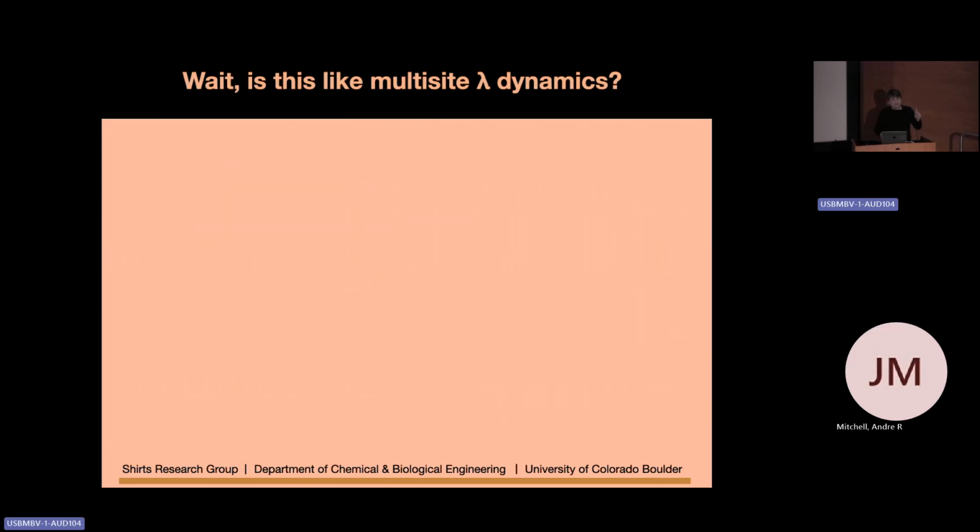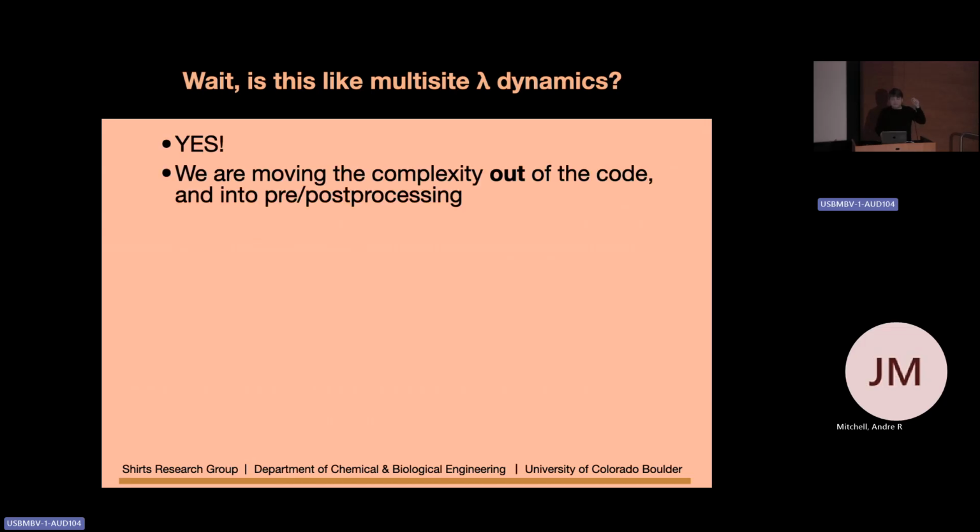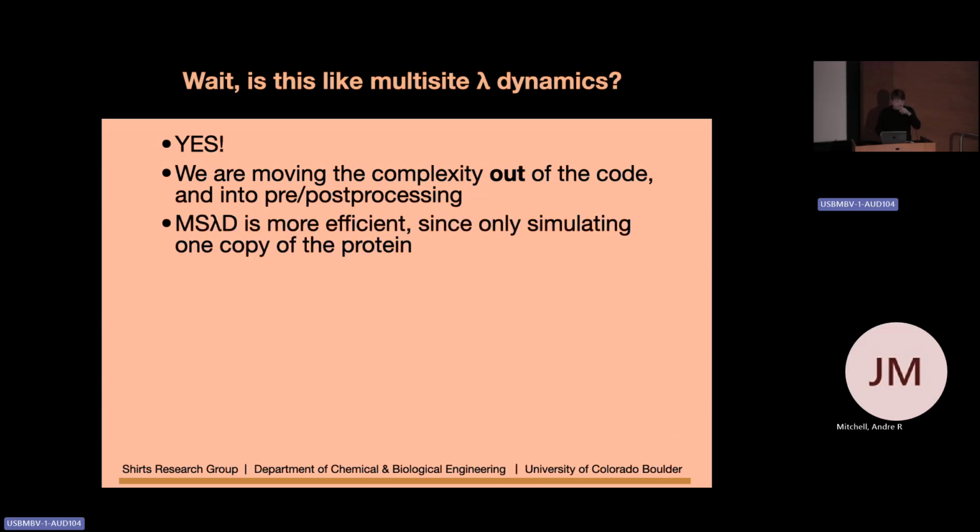So you might say, wait a minute, I've read some Charlie Brooks and now Jonah Vilseck papers. Isn't this kind of like multi-state lambda dynamics? And the answer is yes. But the difference is we're moving the complexity out of the MD code and into the pre-processing. So these are all running on GROMACS with zero modifications. All of the exchanges and stuff are done outside.